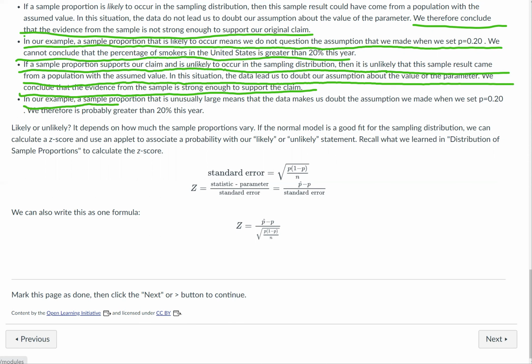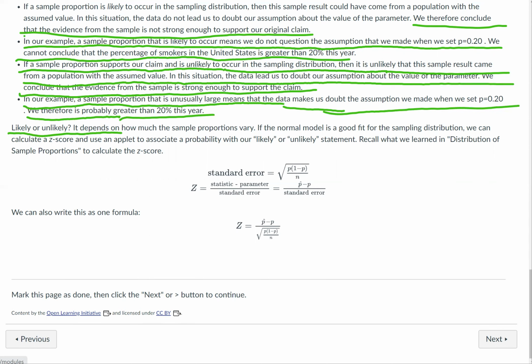In our example, a sample proportion that is unusually large means that the data makes us doubt the assumption that we made when we set p to equal 0.2. We therefore conclude the proportion is greater than 20% this year. I guess that should say, we therefore assume the proportion is greater than 20% this year.